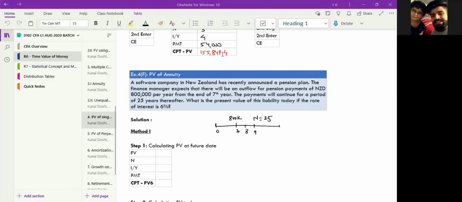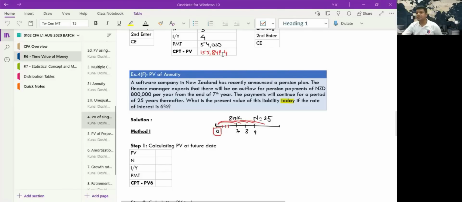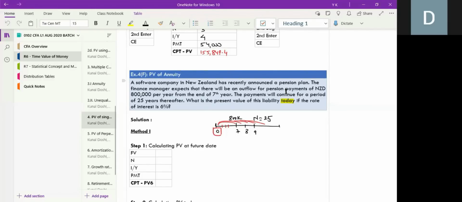What is the present value of this liability today? Today. So they are asking me what is the present value, not during 7th or something. They are asking me present value today. So what is the situation between this? I know that there are cash flows after 7th year, but the thing is, what are the cash flows before this period? So between 0 to 7th, what are the cash flows that you have? Zero. You don't have any cash flows, correct? Yes.